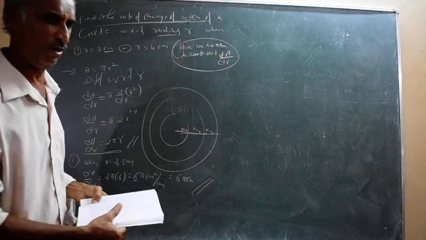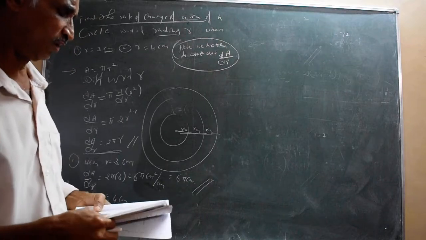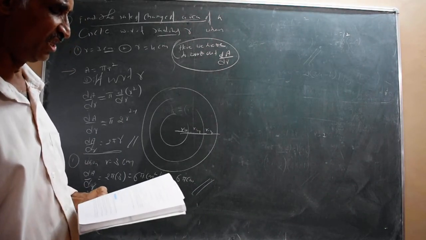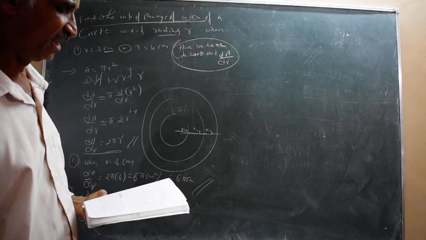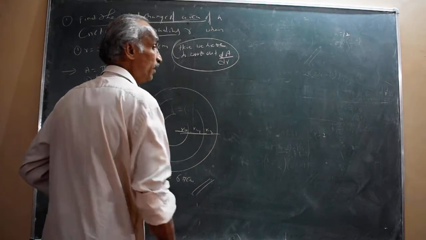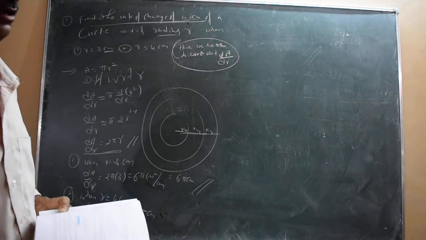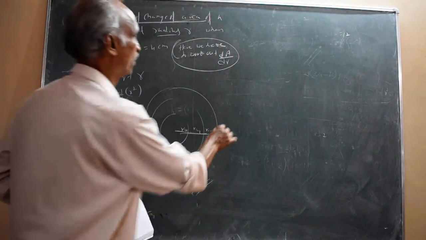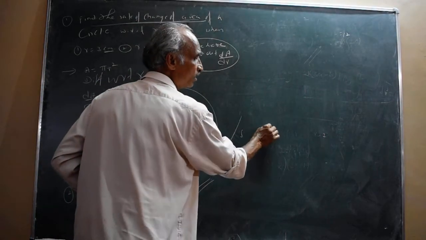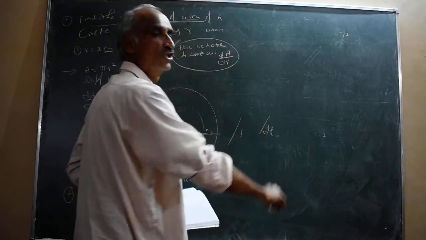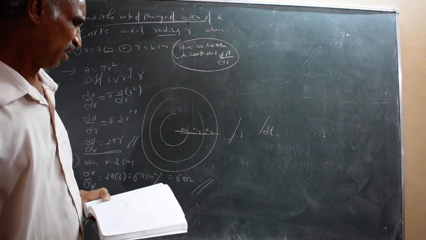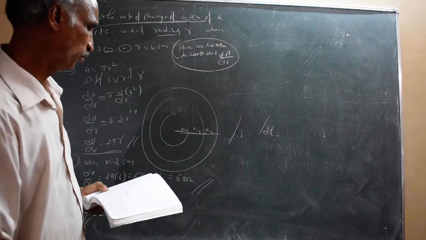Second problem. One problem is understood thoroughly; all are of the same nature. The volume of a cube is increasing at the rate of 8 centimeter cube per second. Per second is given in the problem, centimeter cube per second. Per second means time, no? So it is upon dt, differentiation with respect to time. The volume of a cube is increasing.